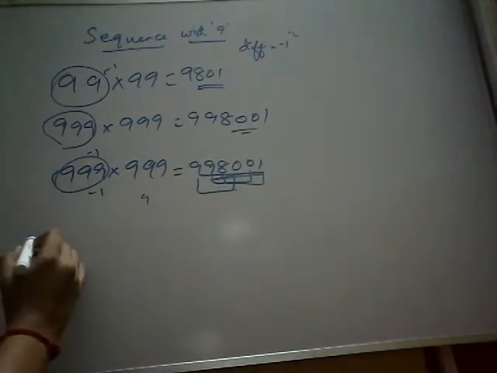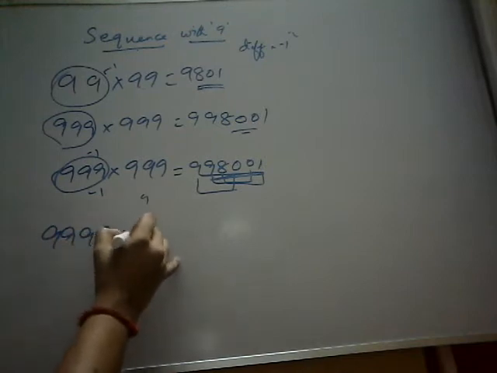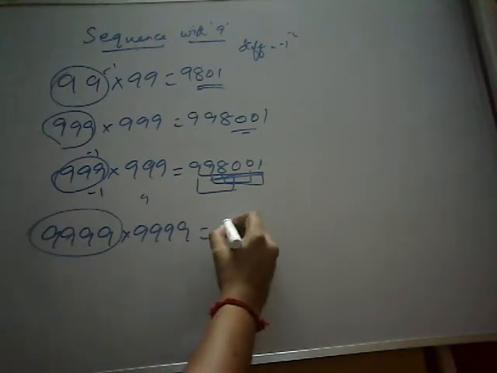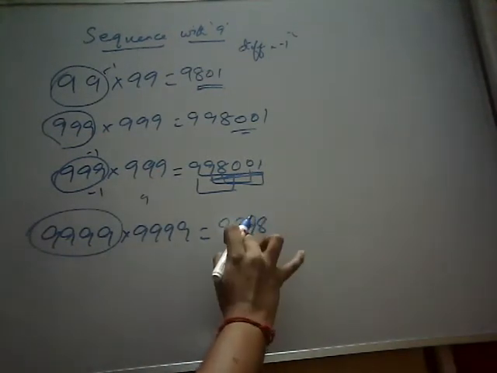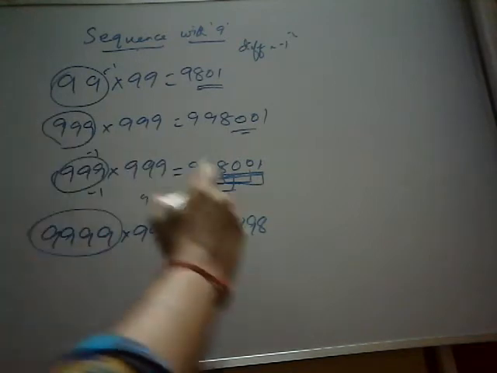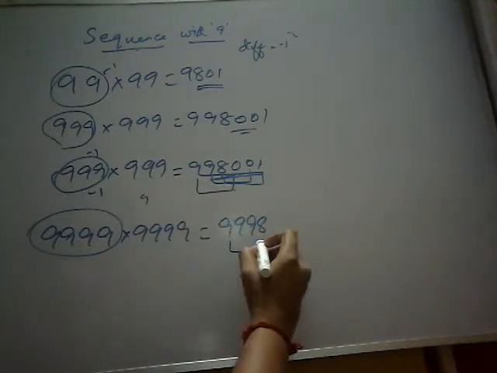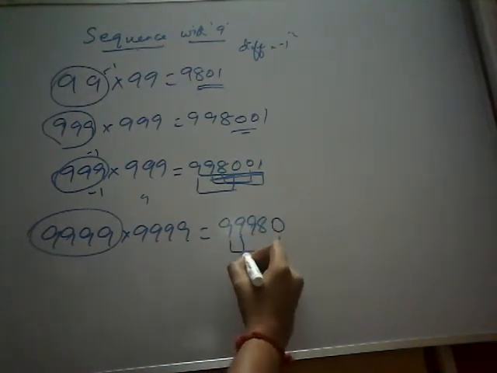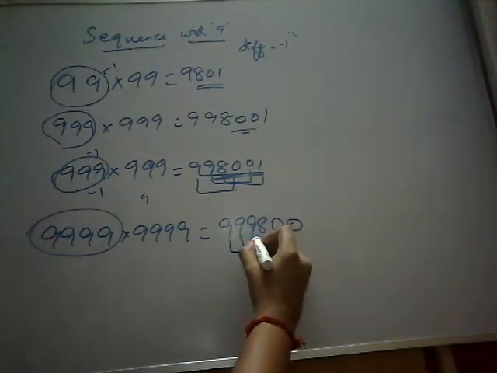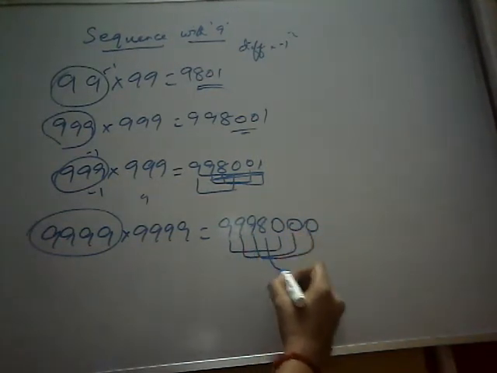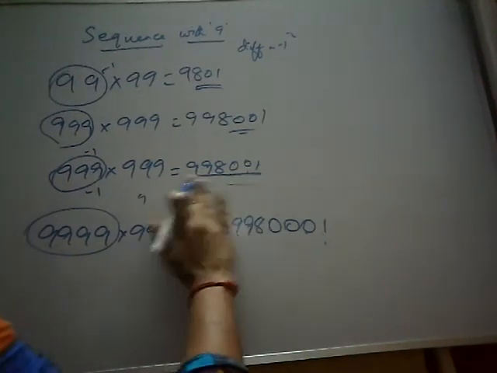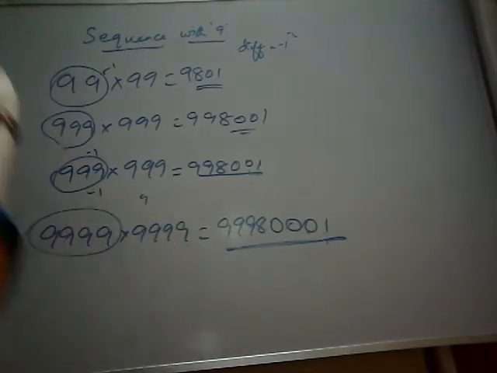Same way you can do it for 4-digit 9s. 9999 multiplied by one more 9999. The first step is subtract 1 from this: 9998. What is your second step? Subtract each digit from 9. So 9 minus 9 is 0. Again 9 minus 9, 0. Again 9 minus 9, 0. Again 9 minus 8, that is 1. So that is your answer. That gives you the answer for multiplication of a 4-digit 9 number by another 4-digit 9 number.